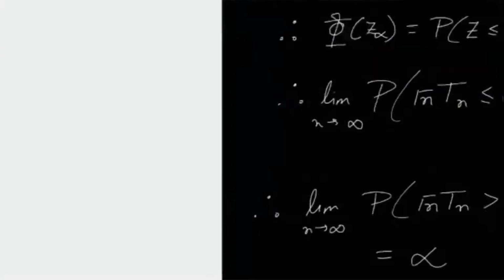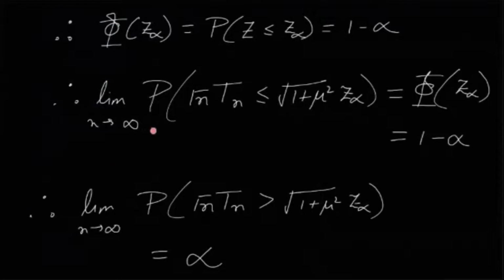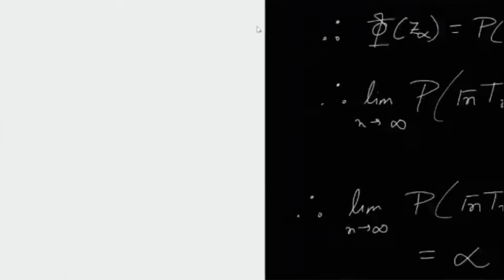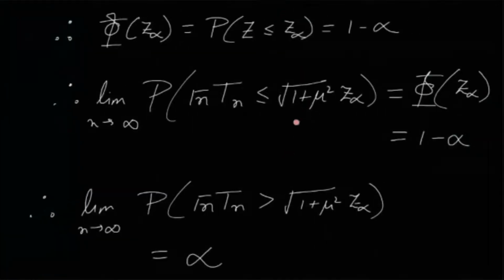Now coming back to the original thing we just found out: limit n tending towards infinity, probability root n into Tn is less than or equal to z. As I said, this is true for all real numbers z, so you can put any real number in place of z. So replacing z by root over 1 plus mu square into z alpha, we have capital phi of z alpha, which is nothing but 1 minus alpha.